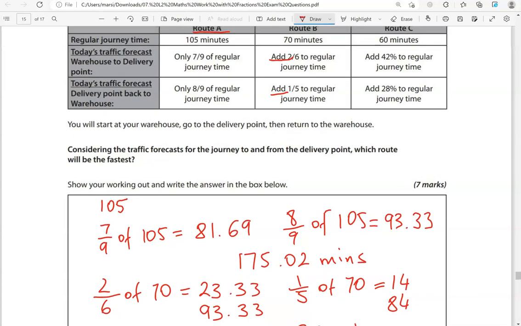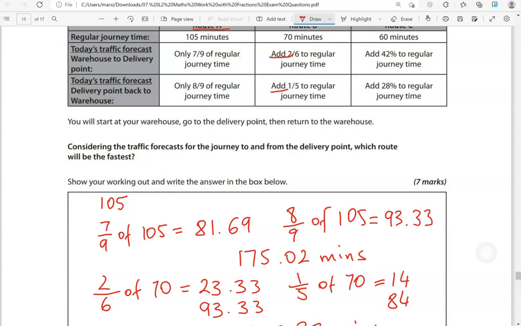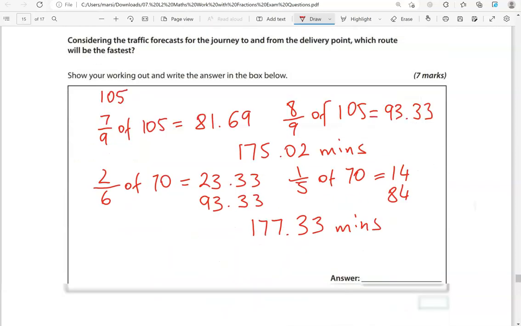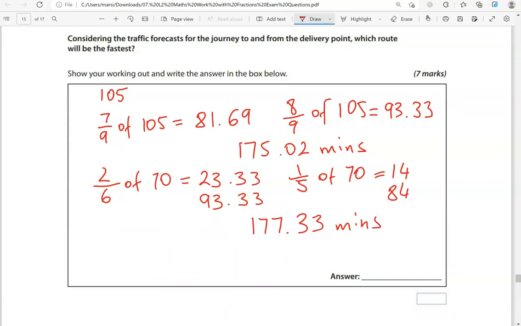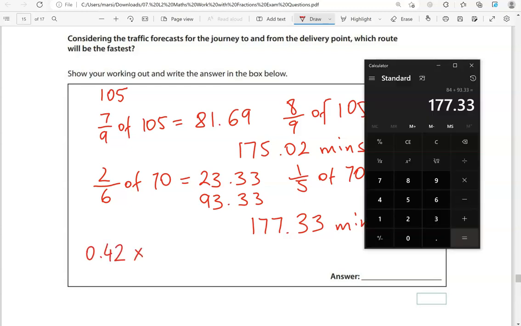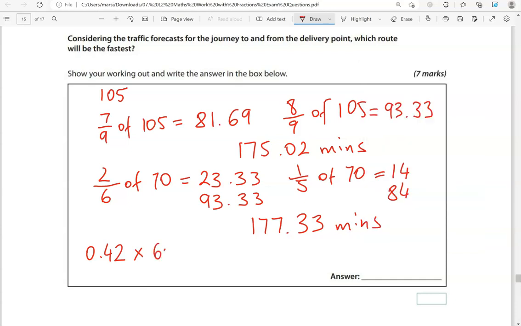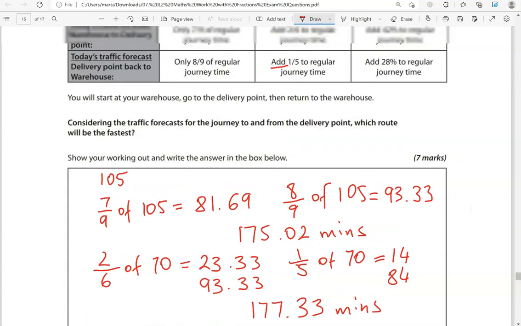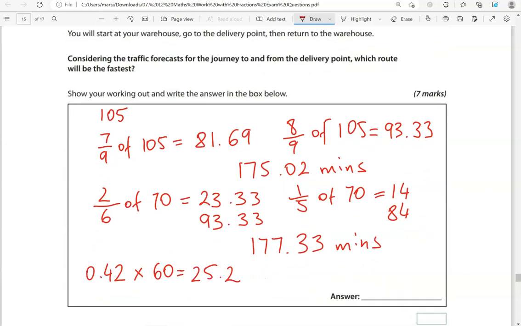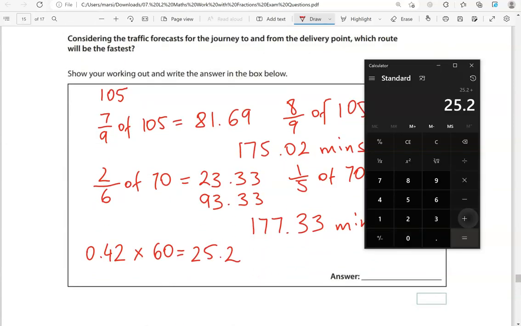Route C, 60 minutes normally. So add 42%. So that is 42%, that is 0.42 as a decimal, of the 60. So 0.42 times 60 gives us 25.2, which we're going to add to the 60 minutes, plus 60 gives us 85.2.